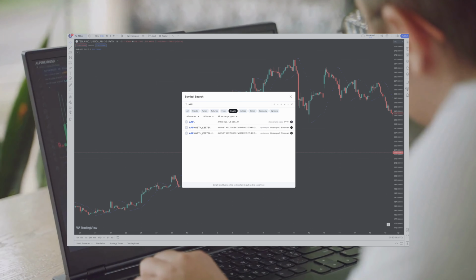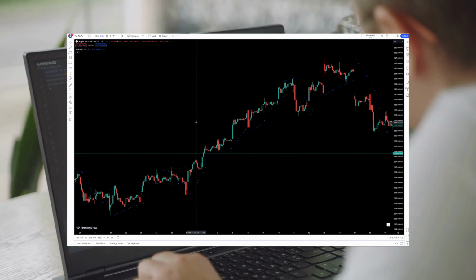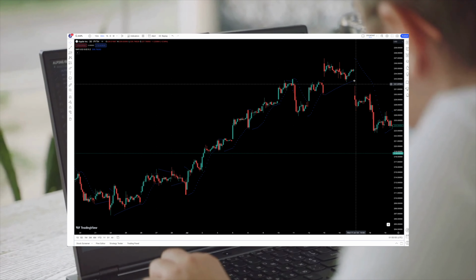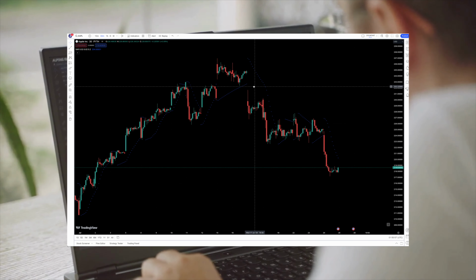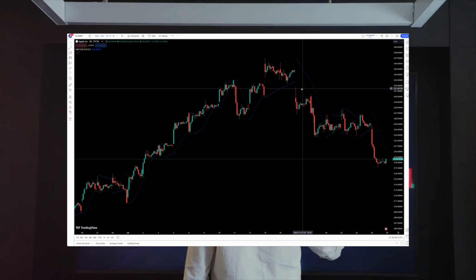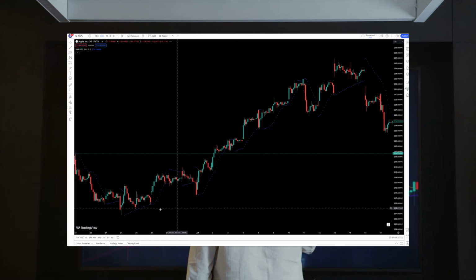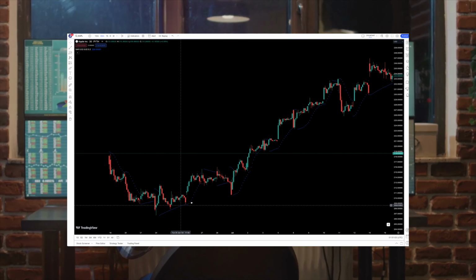Mastering the Parabolic SAR can significantly enhance your trading strategy by providing clear signals for trend reversals and helping to set precise entry and exit points. Remember, no indicator is foolproof. Always combine it with other tools and maintain a robust risk management plan.